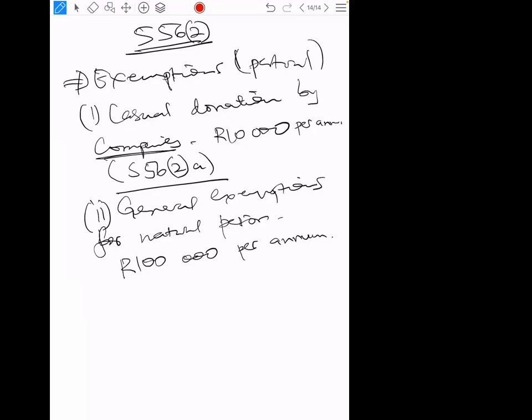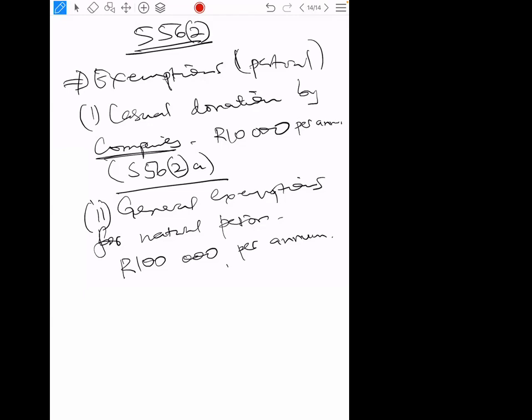All right, we move, good people. For general exemptions, we are saying that natural persons can make a donation. During any year of assessment, you can donate property worth up to 100,000 without you being liable for donations tax, in the case of taxable donations.